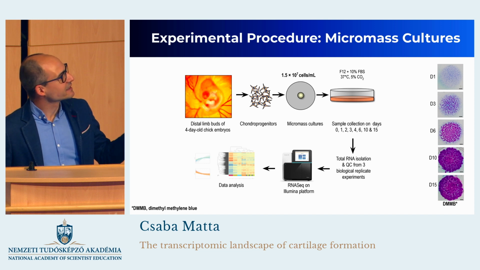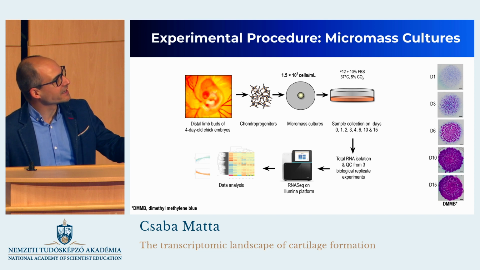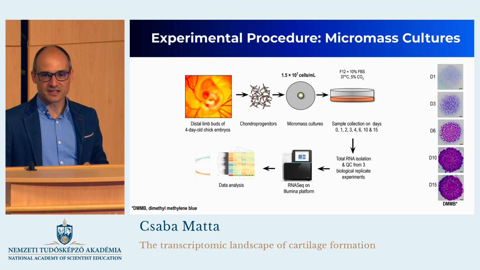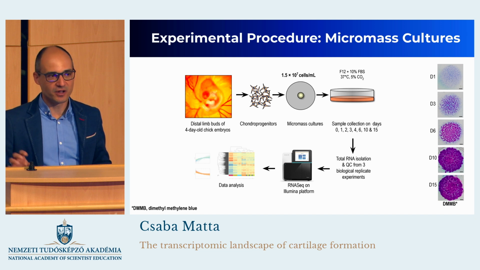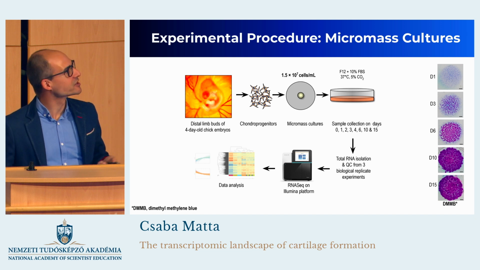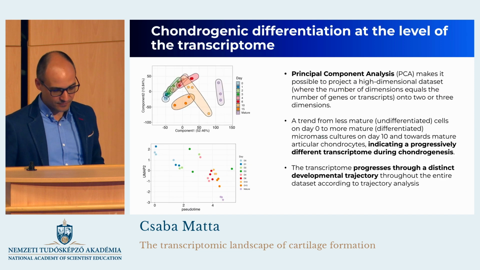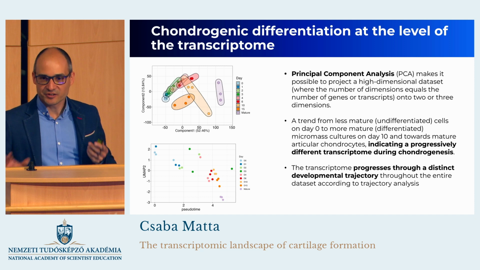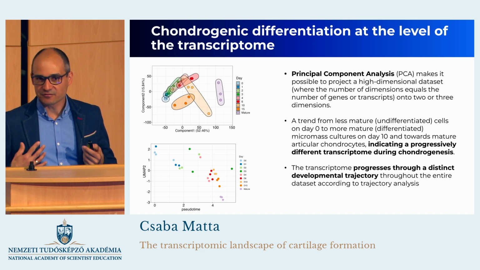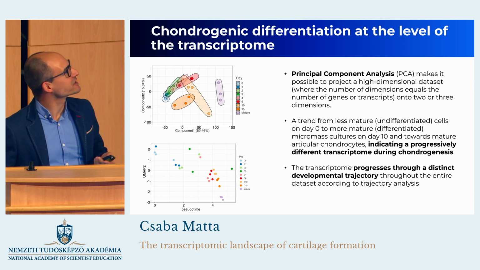We can stain these cartilage tissues with dimethylmethylene blue, and as you can see, it's blue, but the staining is purple because this is a metachromatic dye. It's going to show cartilage matrix formation. And so then we isolated RNA from cultures on different days, we RNA sequenced, and then we analyzed the data. Okay, so we've got all the mRNAs extracted from the cells, so let's see what we see.